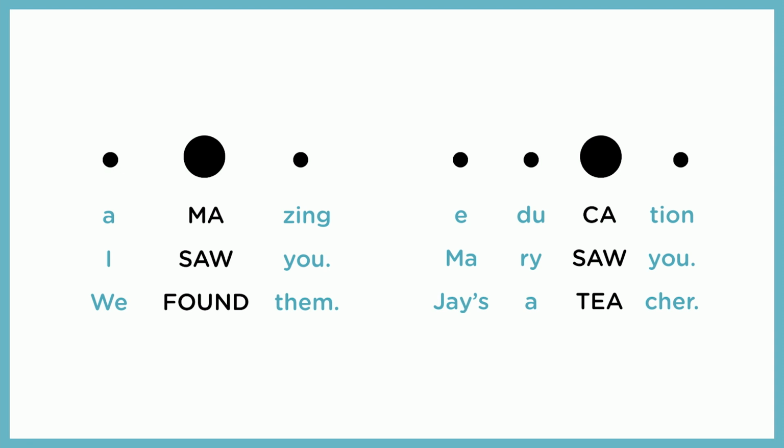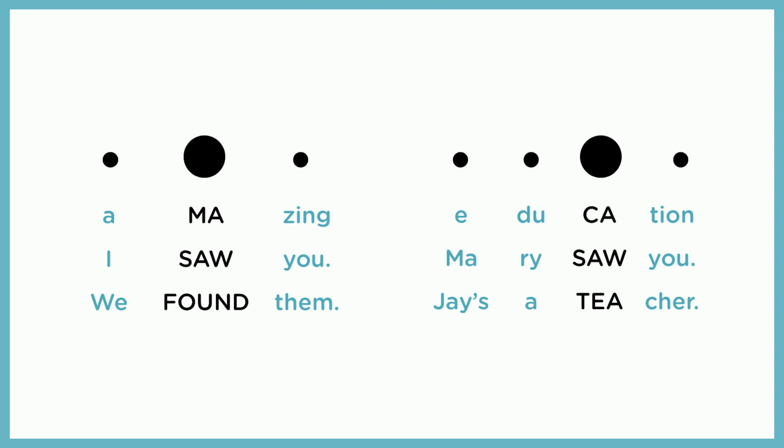Now, it's not just the stress that we put on individual words, it's also how we use it with the sentence. So you can see here we've got the word we saw earlier, amazing. But we can also apply this to a sentence. I saw you. We found them. With 4 syllables, we've got the word education, but we can have the sentence, Mary saw you. Jay is a teacher. Wow.